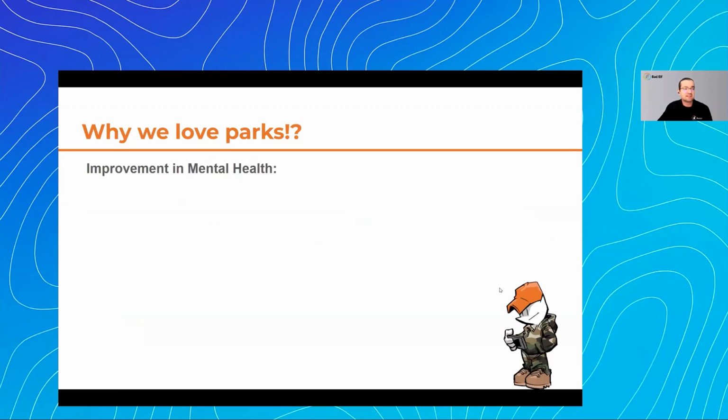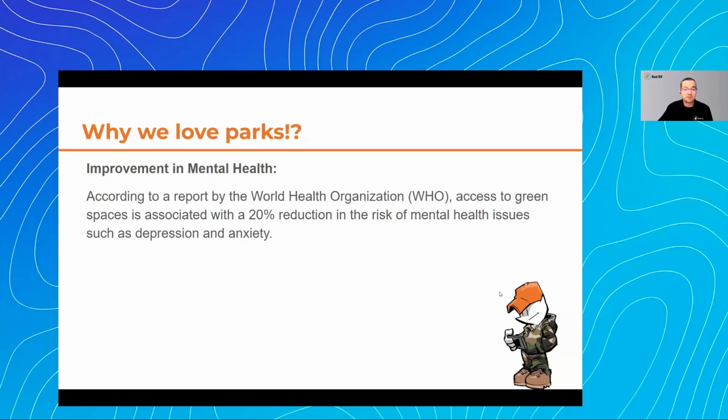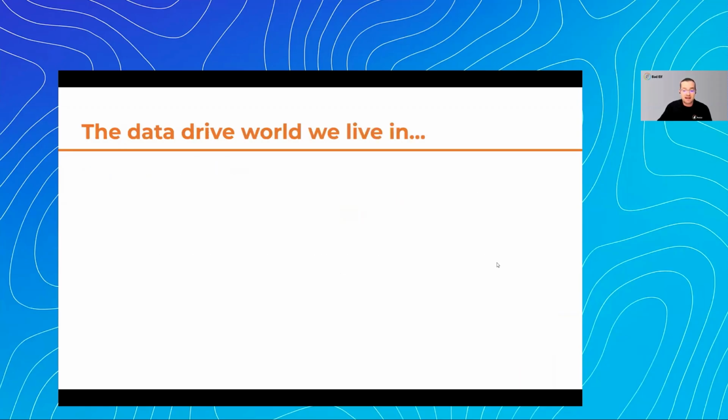And then last but not least, improvement in mental health. The World Health Organization, WHO, says access to green spaces is associated with a 20% reduction in the risk of mental health issues such as depression and anxiety. We live in a world now where we have more mental health issues across the board than we ever had, and you just need a little bit more green space out there to affect people's actual mental state of being.